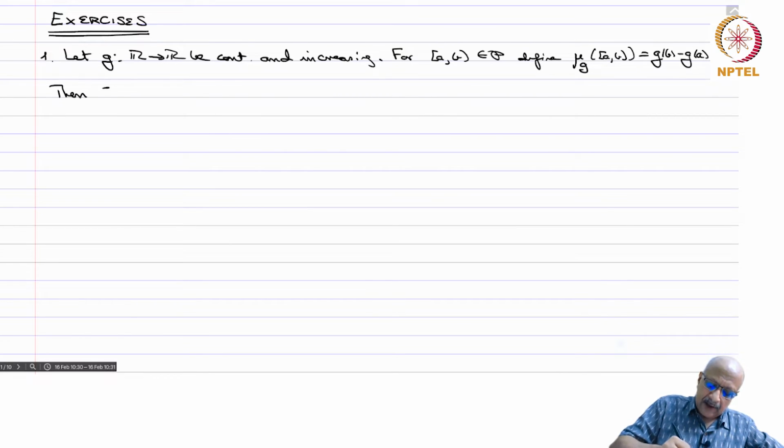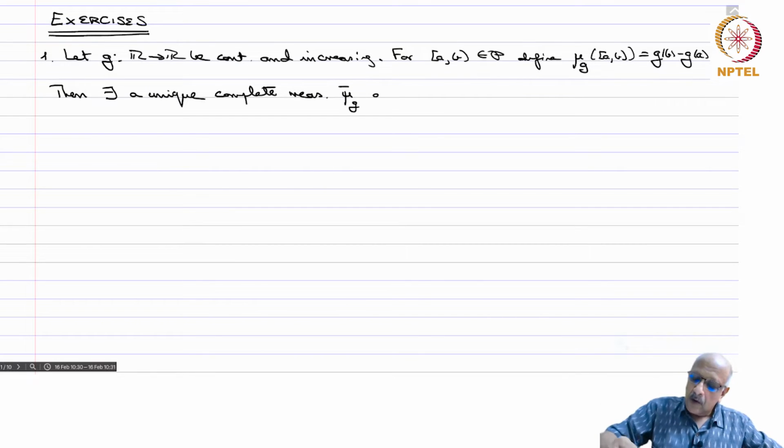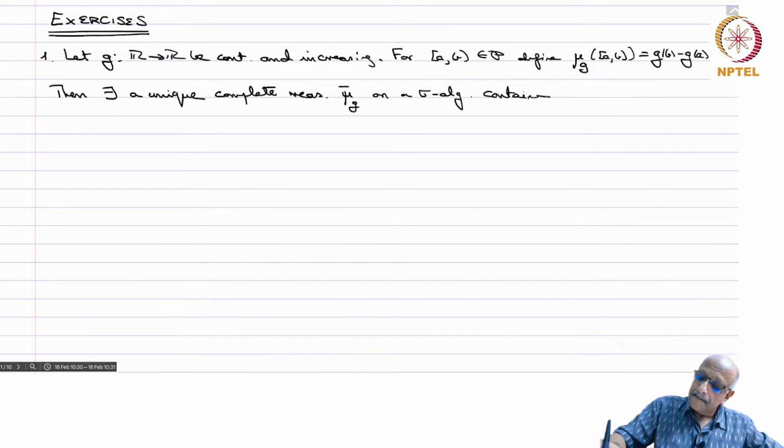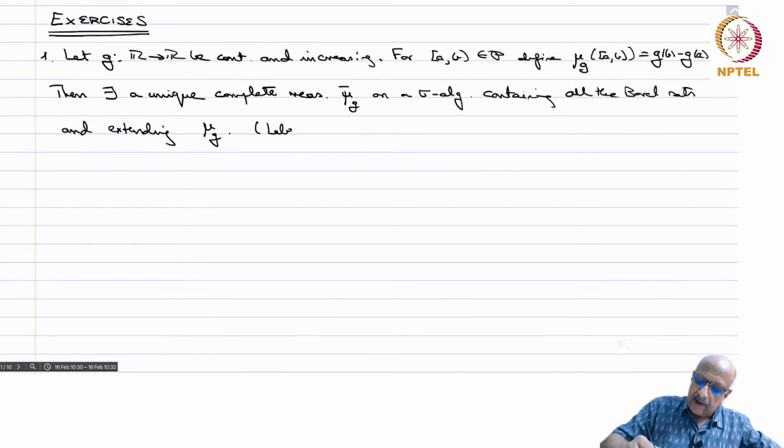Then there exists a unique complete measure mu G bar on a sigma algebra containing all the Borel sets and extending mu G. So this is called the Lebesgue-Stieltjes measure.